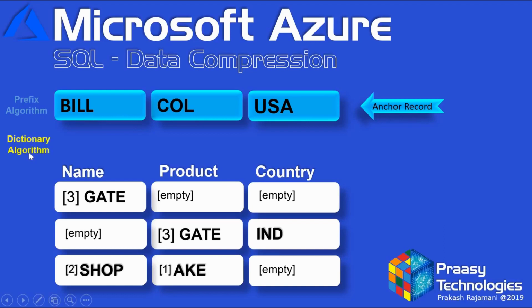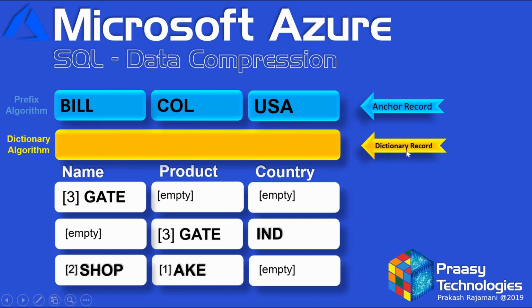Now we are going to see what is a dictionary algorithm, and it will have a dictionary record, and this dictionary algorithm will be applied on the entire table, not column wise. So this dictionary algorithm checks whether there are any words getting repeated in the table. As we can see that 3 of get is getting repeated, so it pushes it to the dictionary record and gives a unique name to it. Assume it could be A1, so it pushes A1 to the respective records there.